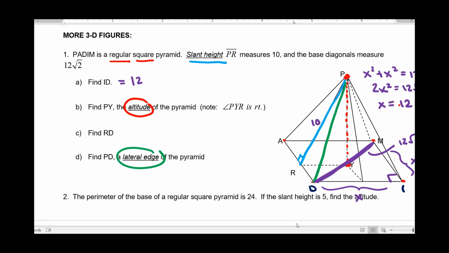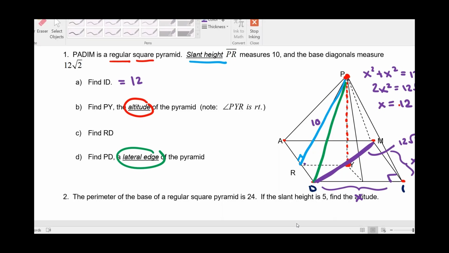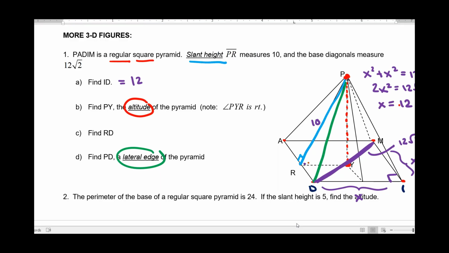PY is the altitude. So if I know that ID is 12, then I know that this length right here is going to be just half of that, because if this is the center of the square, this must be 6, and I can do from my triples that this must be a 6-8-10 right triangle. So that's where this fits in this part of the chapter, so that altitude is going to be 8.